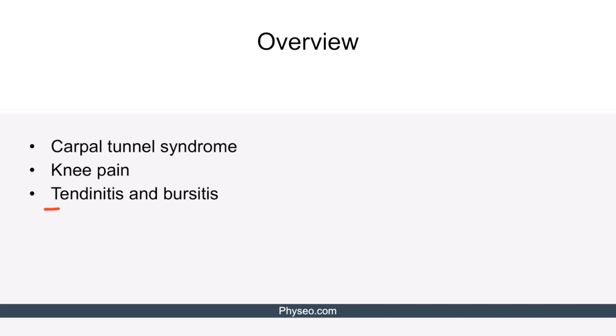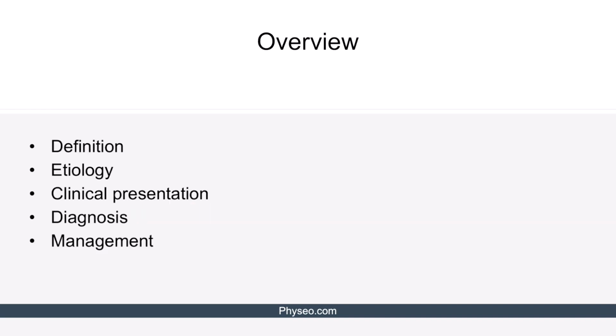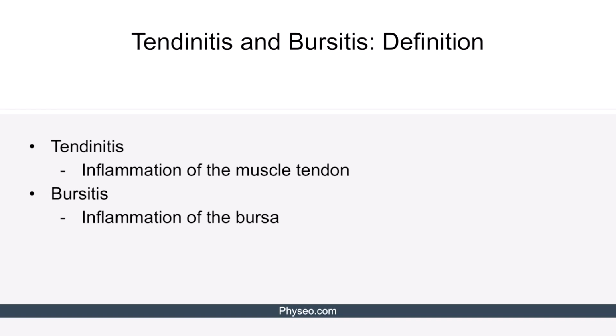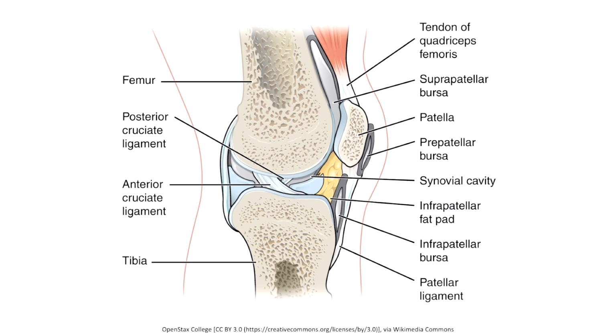Lastly, we'll talk about tendinitis and bursitis. Here's an overview slide of the topics we're going to discuss for tendinitis and bursitis. As the name implies, tendinitis is inflammation of the muscle tendon, while bursitis is inflammation of the bursa. Let's recall what the tendon and bursa are. Tendon is the fibrous cord that attaches muscle to bone.